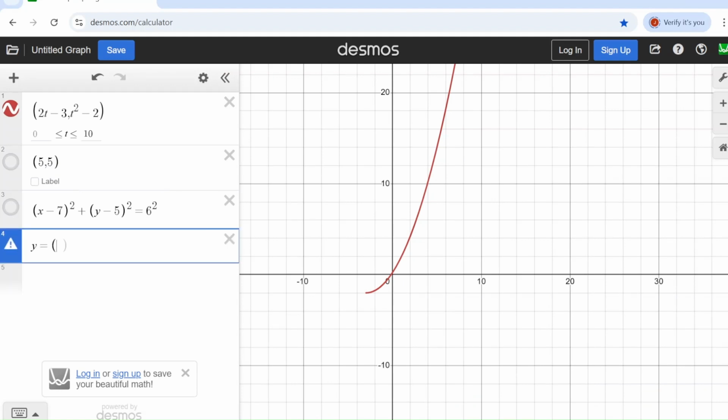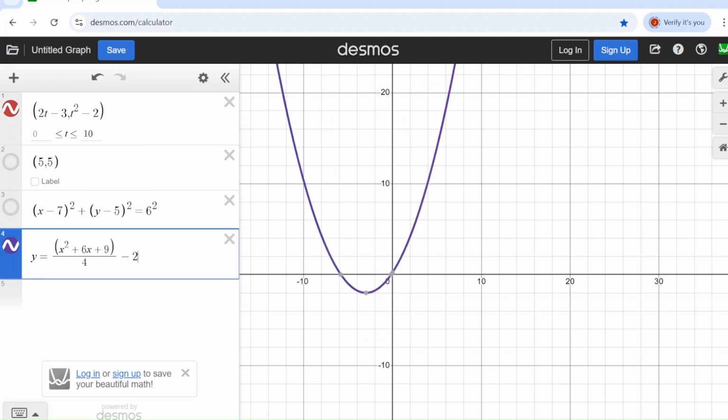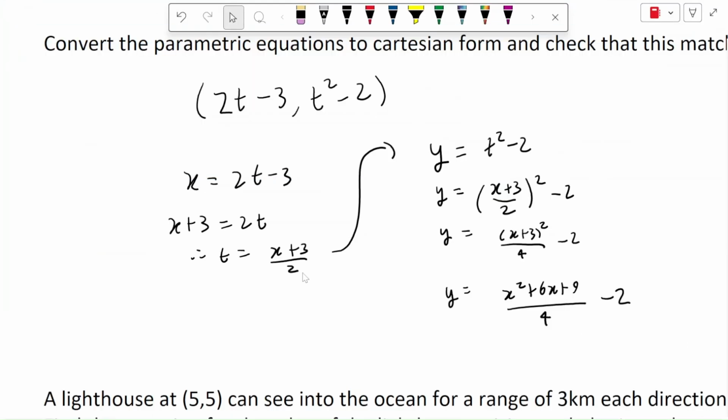So y is x squared plus 6x plus 9 all over 4, take 2. And you can see that purple line does match the red line, and we just get the whole thing. So what we do is we call this version the parametric version.